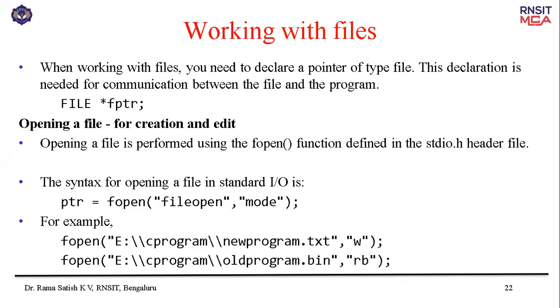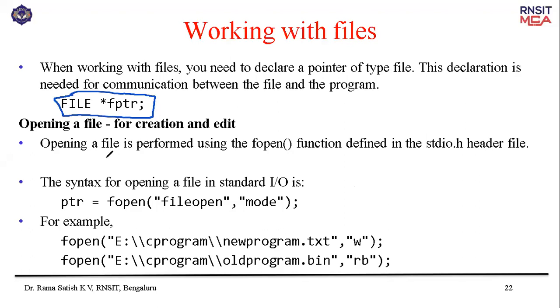And using this file pointer, we will do all file related operations. And how to create a file pointer? To create a file pointer, it is very simple. The only thing you have to do is write FILE *fptr. You just have to write like this. This statement indicates fptr is a pointer of file type. That is, it is a file pointer.